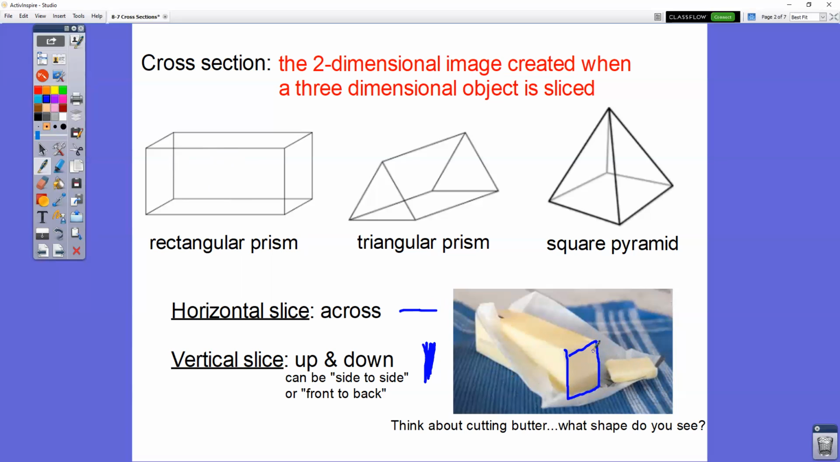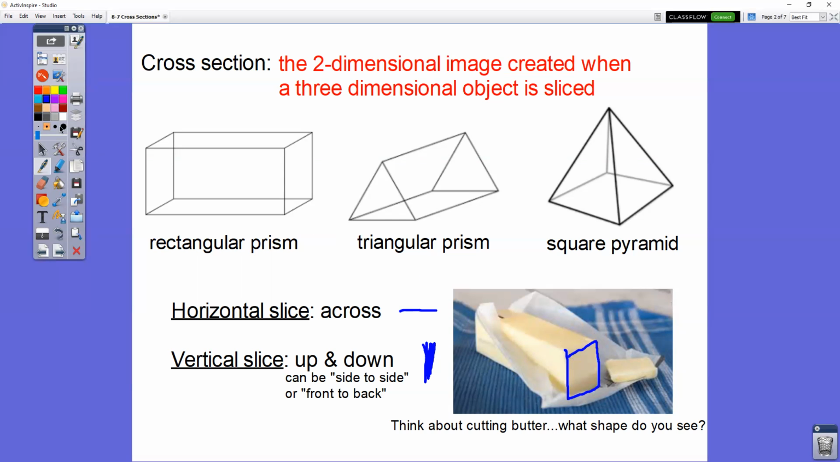If we slice off a pad of butter to put it on toast or something like that, you're taking it and slicing off this part. And one of the things that you're going to have to do today is say what shape you see once you take that slice off. This would be a vertical slice, going up and down.